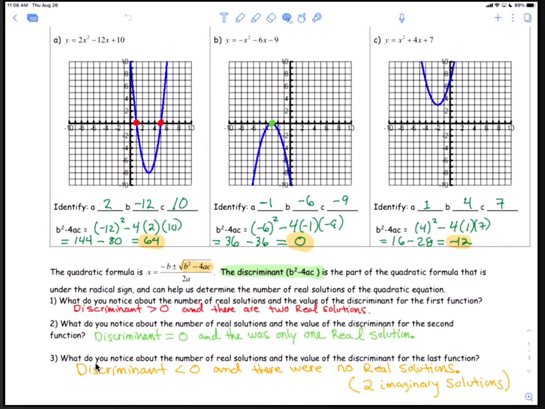And finally, question 3. What do you notice about the number of real solutions and the value of the discriminant for the last function? Well, let's look at this. The discriminant, b squared minus 4ac, was negative 12, and the graph never crossed the x-axis. So when the discriminant is negative, there are no real solutions. And that's what this is saying. When the discriminant is less than 0, there were no real solutions. As a matter of fact, there's no real solutions, but there would be 2 imaginary solutions, which we will see later.